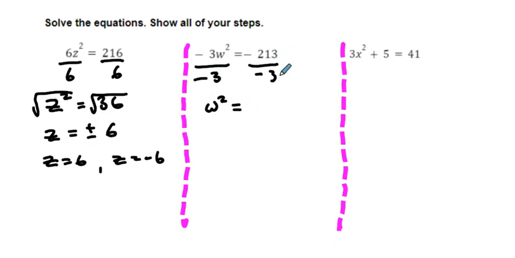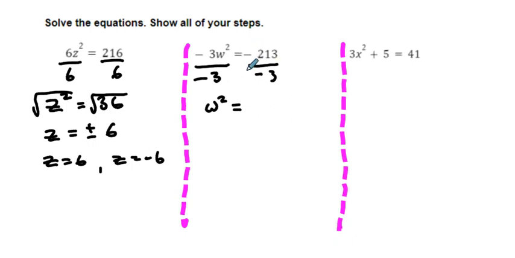And then this is going to give me, I don't know, 72 maybe? Let's figure it out. 213 divided by 3 is 71. Make sure I'm doing that right. Yeah, 71. Square root of 71. And it's going to be positive, right?